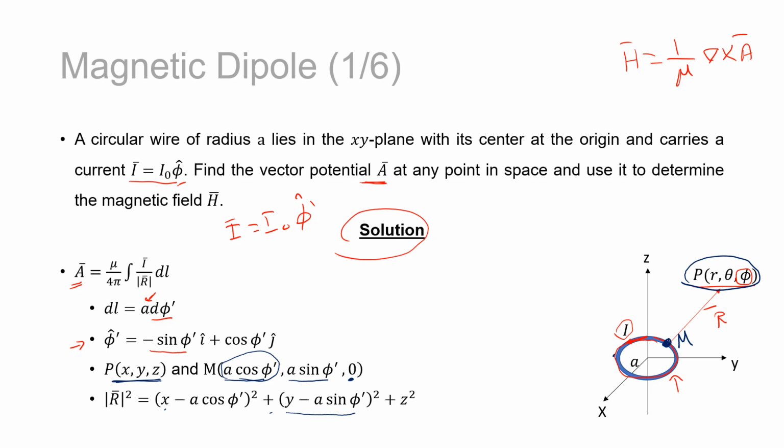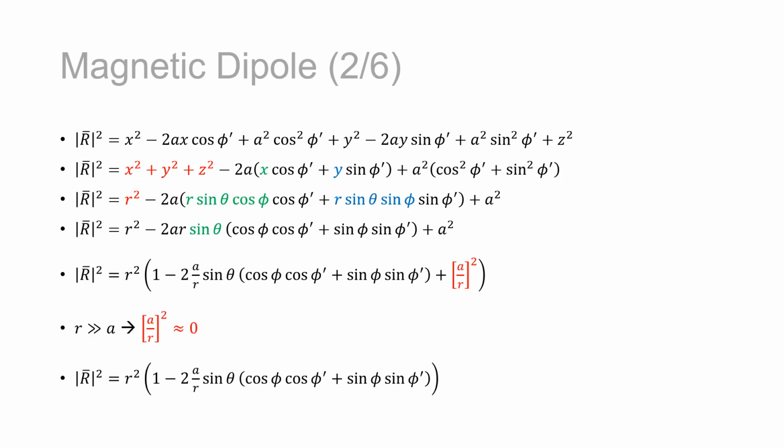Now we need to revise this R, because originally we have 1 over R, or we can say R to the power minus 1. So our journey from the next slide will be to calculate this R to the power minus 1. Our journey in this specific slide is to transfer R from Cartesian coordinates to spherical coordinates.